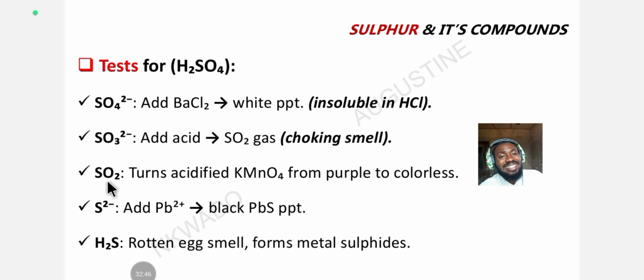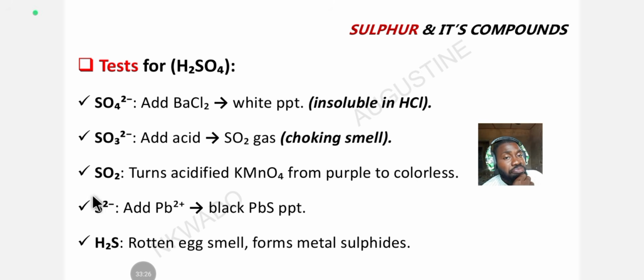All right. So what is the test for sulfur(IV) oxide? Sulfur(IV) oxide turns acidified potassium tetraoxomanganate(VII) from purple to colorless. And what does that signify? It signifies that potassium tetraoxomanganate(VII) has oxidized sulfur(IV) oxide, and sulfur(IV) oxide has reduced potassium tetraoxomanganate(VII). That's why it moves from purple to what? Colorless. All right, remember sulfur(IV) oxide is a reducing agent.